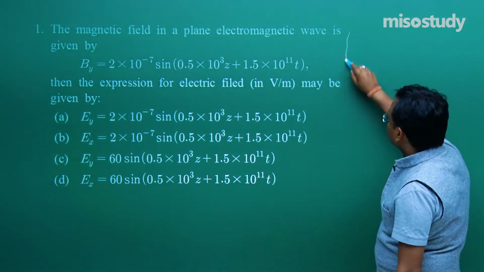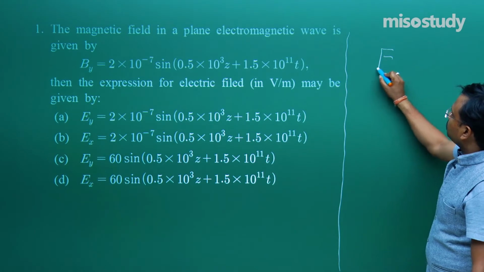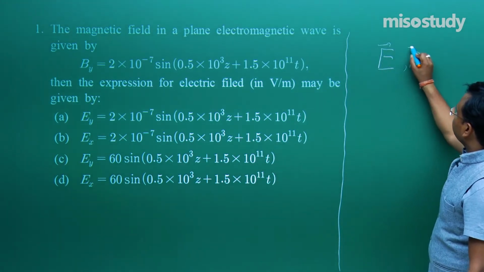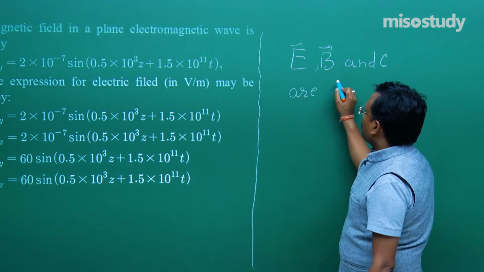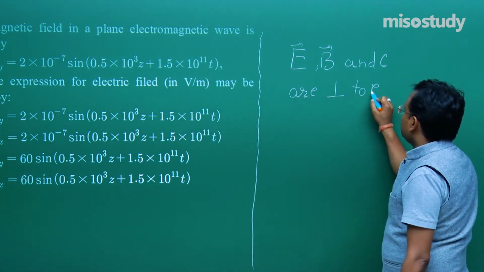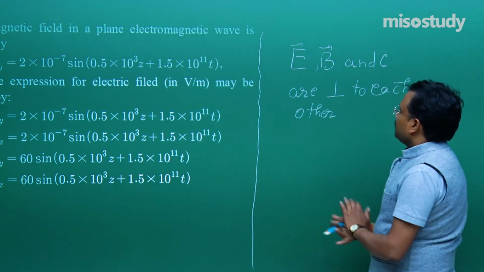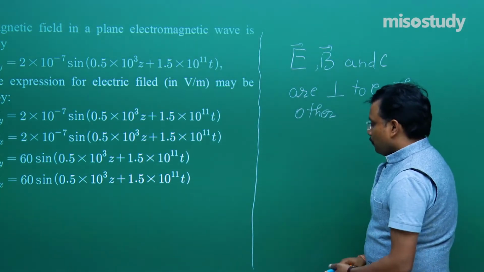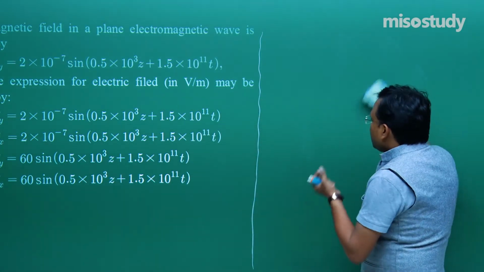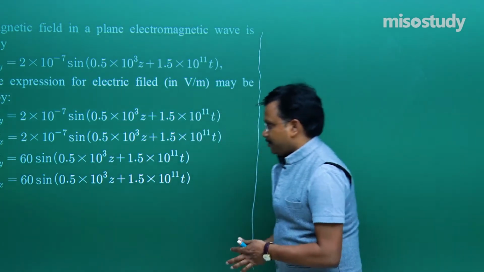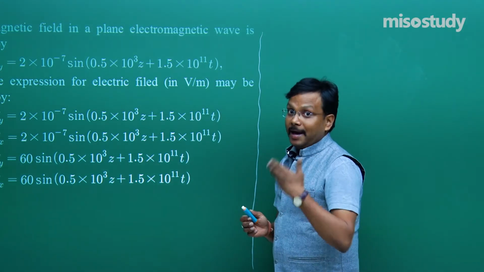Students, as we know, E, B and C are all perpendicular to each other. Now if B is along the y axis as given in the question, obviously E cannot be along the y axis. E will definitely have to be along either the z or x axis.